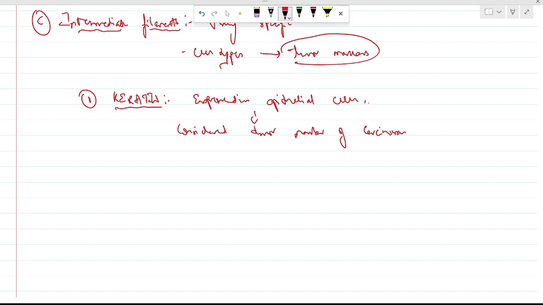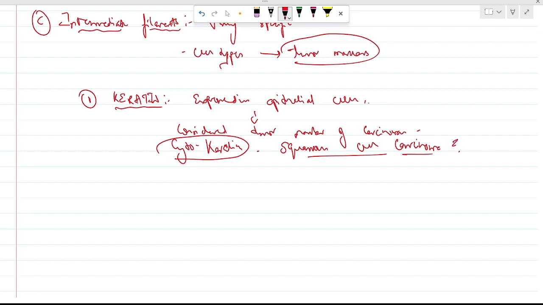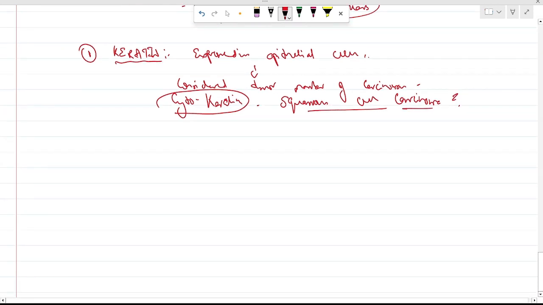For the carcinomas, the tumor markers, for example, cytokeratin. Cytokeratin is a tumor marker for squamous cell carcinoma.